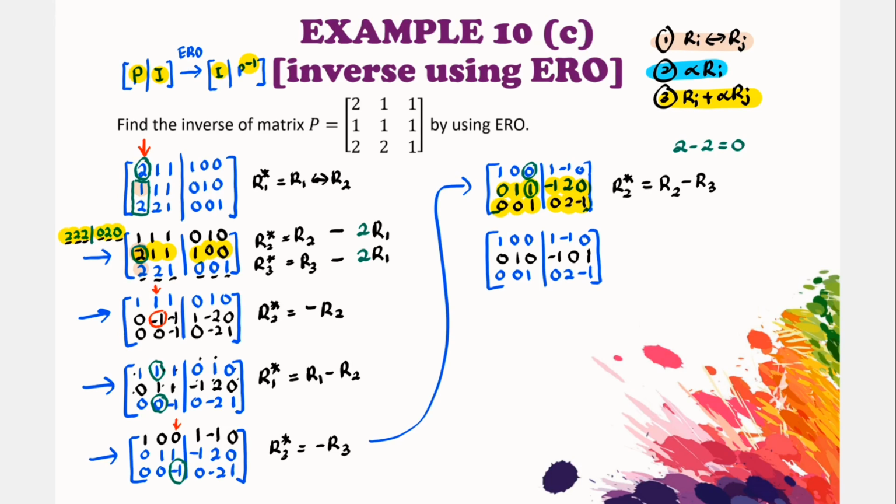So since we already have the identity matrix on the left, meaning our steps are all done, and on the right here is actually our P inverse. So don't forget to write the final answer. So triple dot here, P inverse is equals to 1, -1, 0, -1, 0, 1, 0, 2, -1.